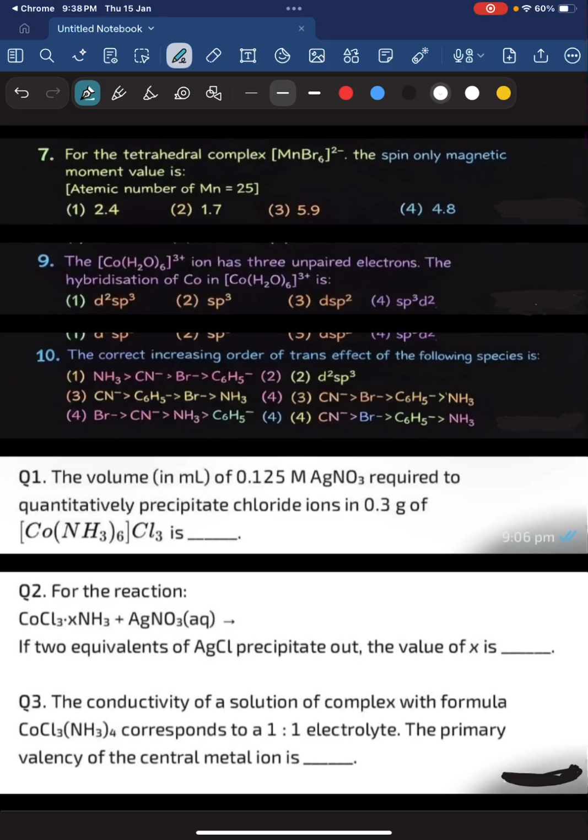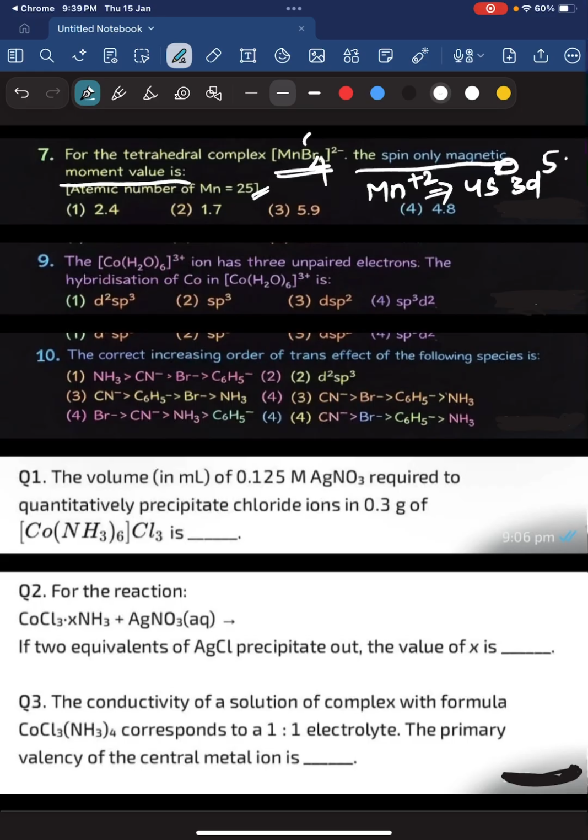So the tetrahedral complex, MnBr4, the spin-only magnetic moment value, the atomic number is given as 25. So 25 means in this complex Mn will be in oxidation state Mn plus 2. It's MnBr4 actually, and MnBr4 means Mn plus 2. So what you will get is 4s0, 3d5. So here 5 unpaired electrons are there.